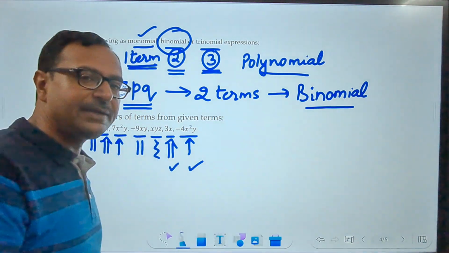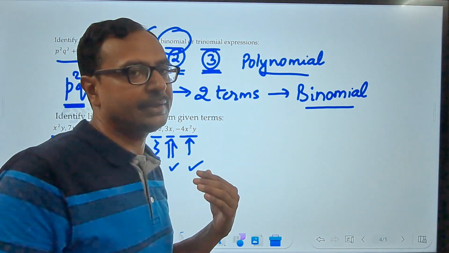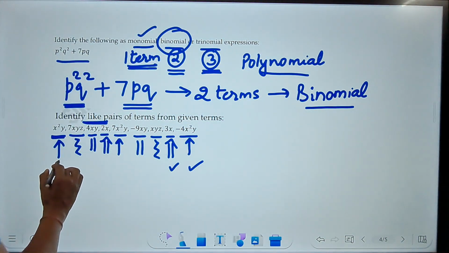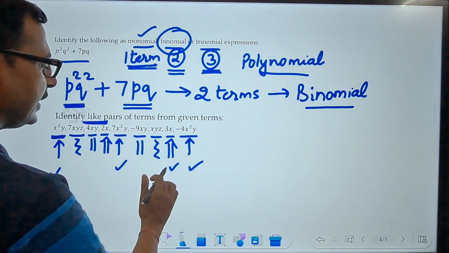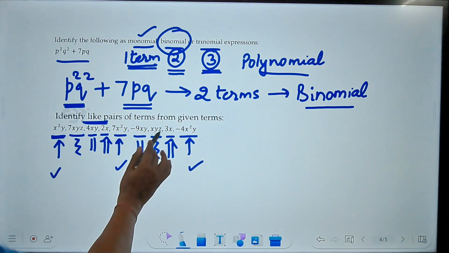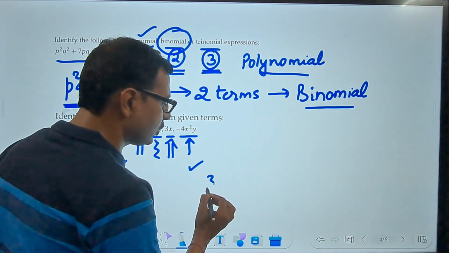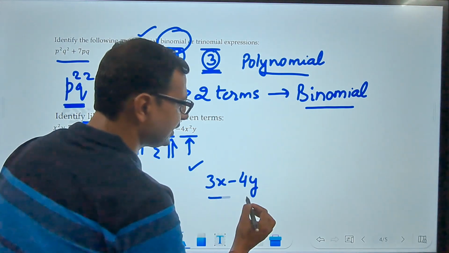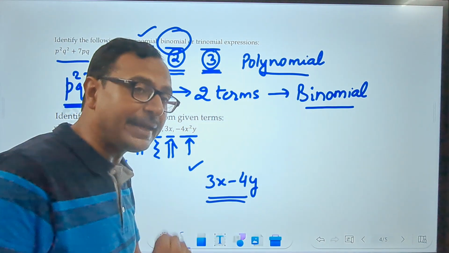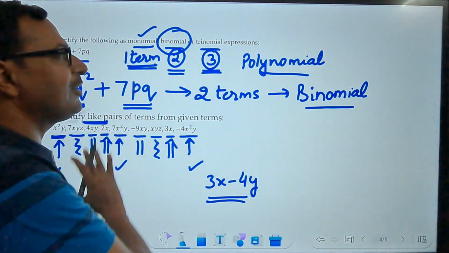So identification of like terms and unlike terms forms the basis of how you add, subtract, multiply and divide the polynomials or the algebraic expressions. Remember, if you have like terms, you can actually add and subtract them, because only the like terms can be added or subtracted. Unlike terms cannot be added or subtracted. So if I want to do 3x minus 4y, there is no way I can find a simplified answer to 3x minus 4y, because they are unlike terms, and that is why identification of like terms and unlike terms is very important. So friends, I hope you have understood everything.